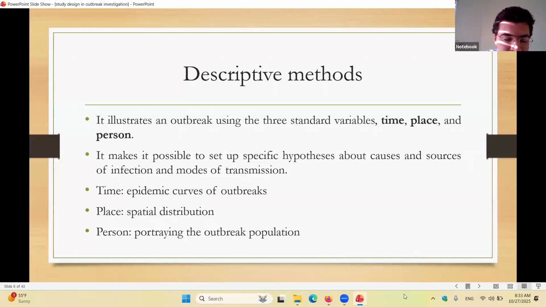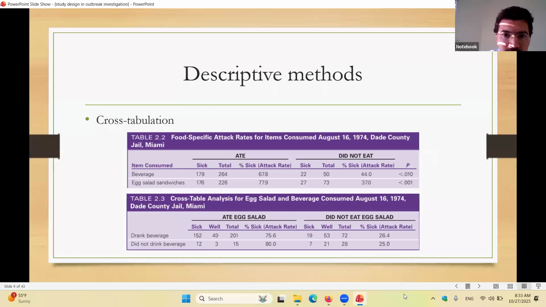And the third one, person, portraying the outbreak population. So I repeat again, the main concepts regarding descriptive methods are time, place, and person. Another method in descriptive outbreak investigation is cross-tabulation.